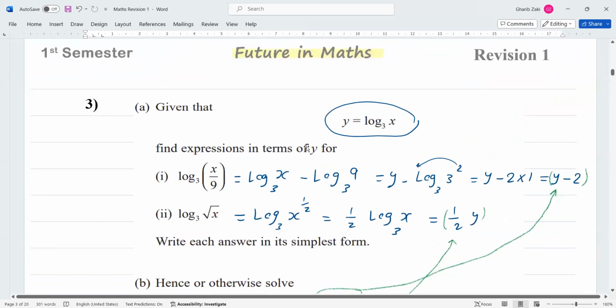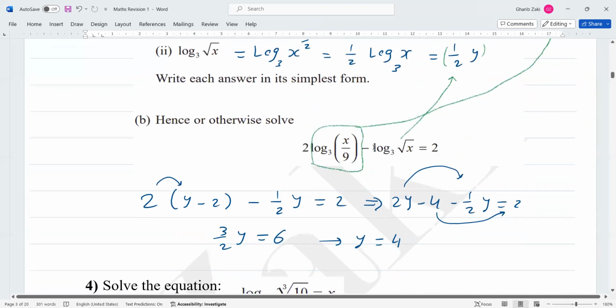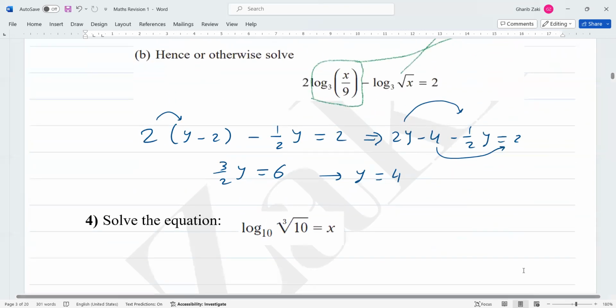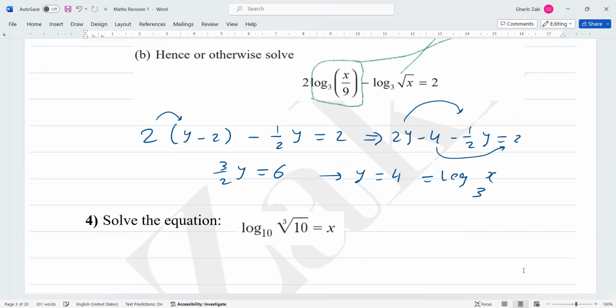What is the value of x? y equals log x to the base 3. Then we write this as log x to the base 3 because we need the value of x, not the value of y. Log of the number to the base equals the power, so x equals 3 to the power 4. 3 to the power 4 is 81. So the value of x is 81.